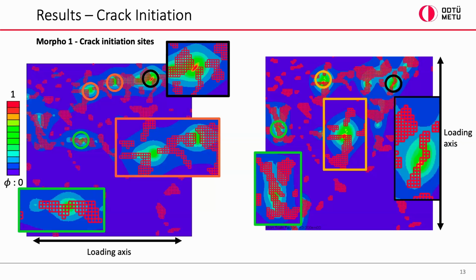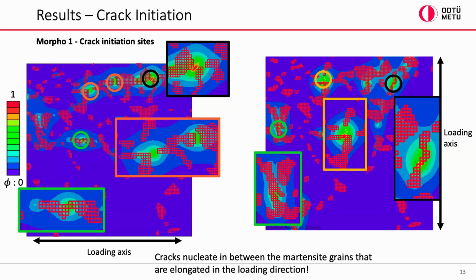When you pull it in the vertical direction, in the y-axis, let's say, the same observations can be made. For example, this martensite grain damage initiation occurs, and in this top region, we see again a small ferrite region between 2 martensite islands. So we can conclude that the cracks mainly nucleate between martensite grains that are elongated in the loading direction.